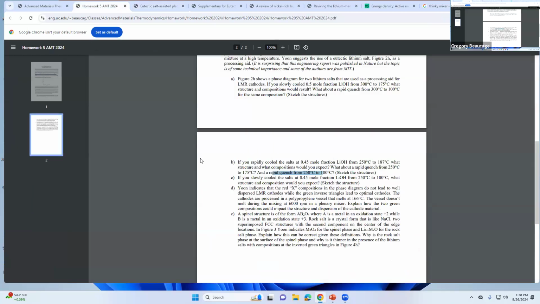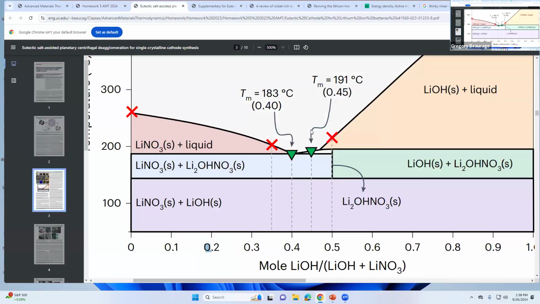Let's see, what is it again? It's 250 to 175. Yeah, so you're at 250, you're in the melt, and you go to 175, which is, this is 150, so it's kind of like here, right? If you rapid quench that, then the distance from there to here is big, and the distance from here to there is small, right? That means this phase is small, and that phase is big, it's opposites.